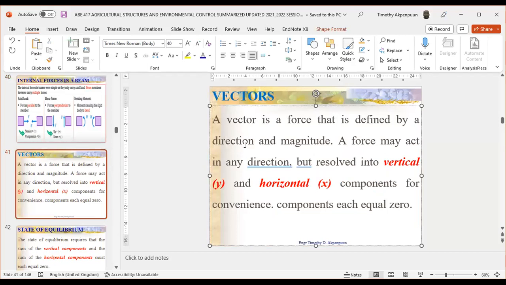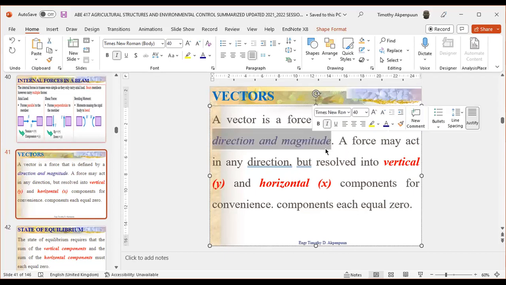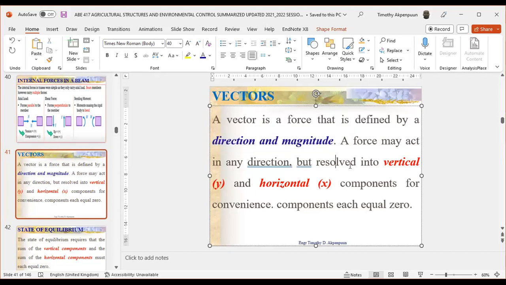Okay, and you know very well, we have vector quantities and what? Someone should tell us. Scalar quantities. Now, what's the difference between the two? One has magnitude and direction, the other has only magnitude. Vector quantities have magnitude and direction. A force may act in any direction, but is resolved into vertical Y and horizontal X components for convenience.